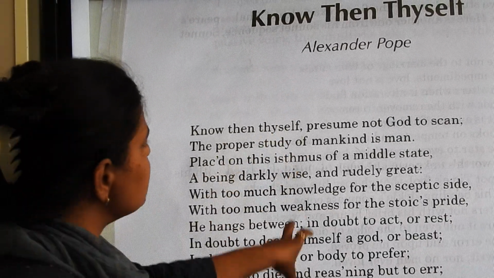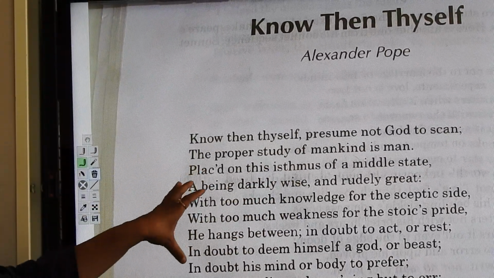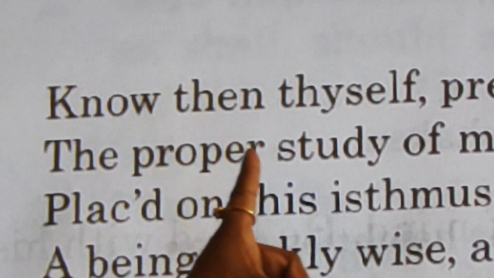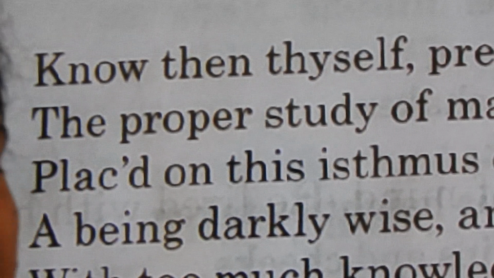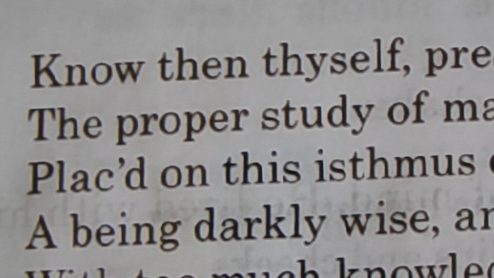Here in this piece, you can see that there is a balance, and this balance would be gauged: know then thyself, presume not God to scan. The contrary idea is again there. But how do we gauge that there is a contrariness?